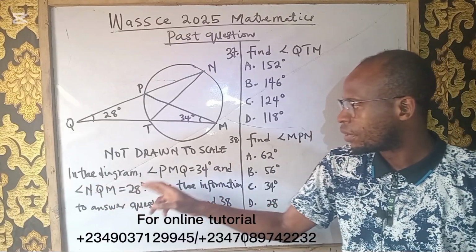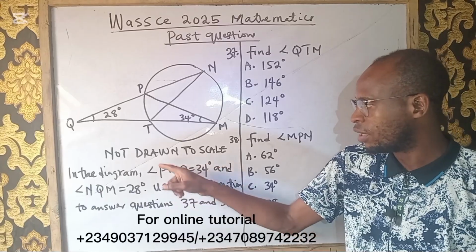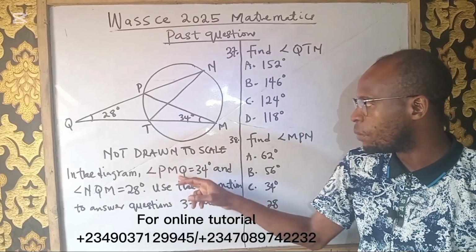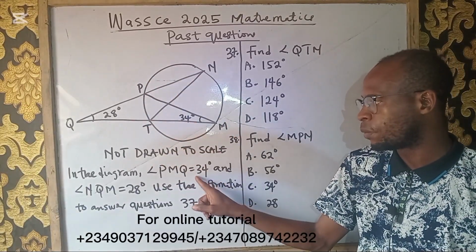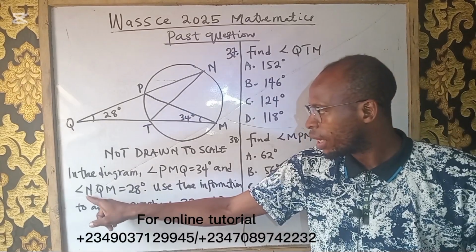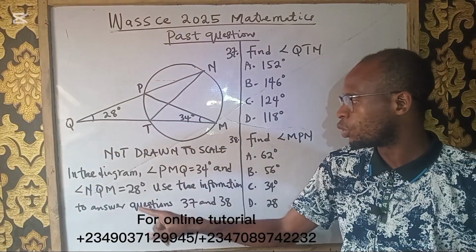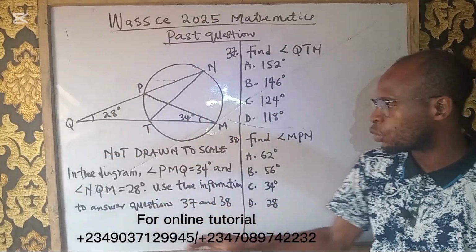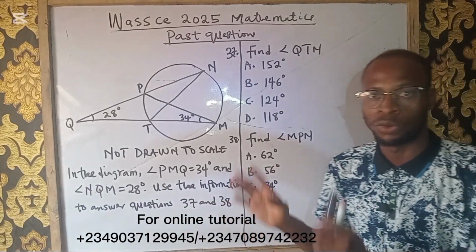In the diagram, angle PMQ, the letter at the middle represents the angle. As you can see on the board, angle PMQ is 34. And angle NQM is equal to 28. Use the information to answer question 37 and 38. These two questions are based on circle theorem.